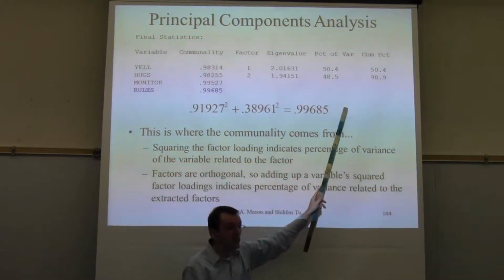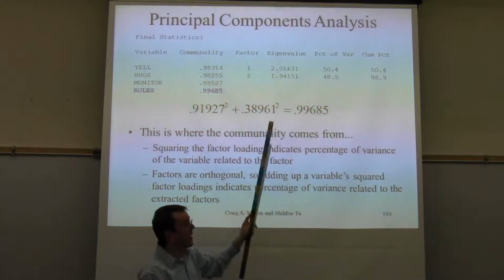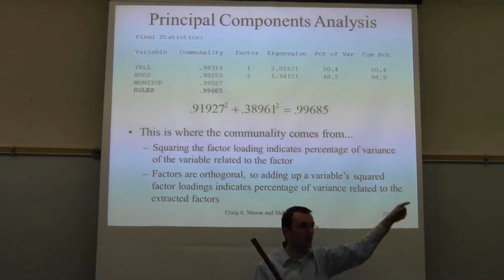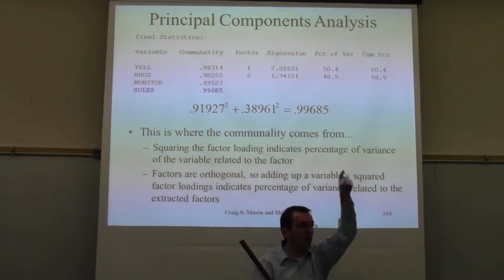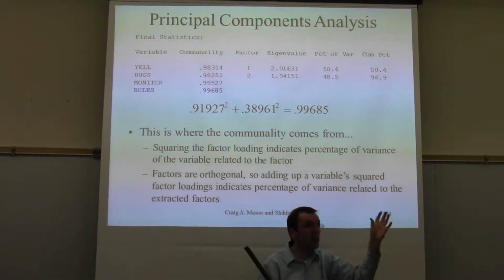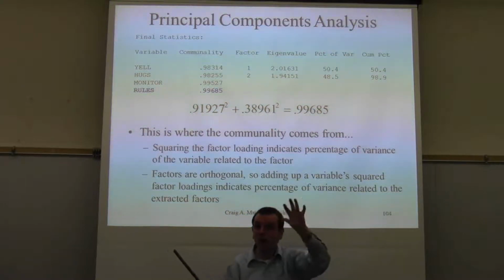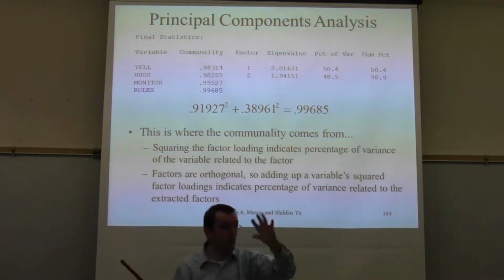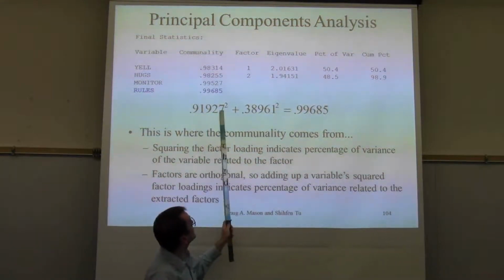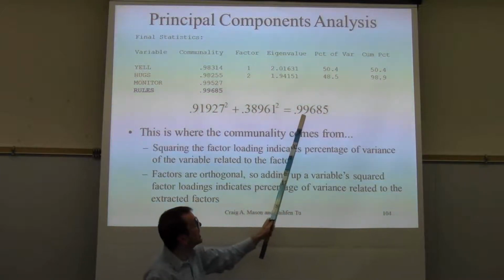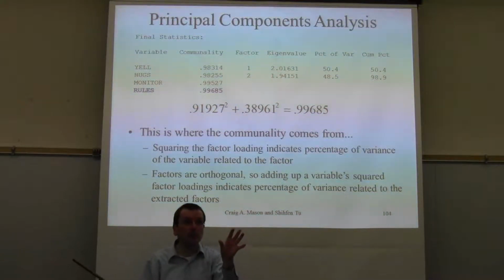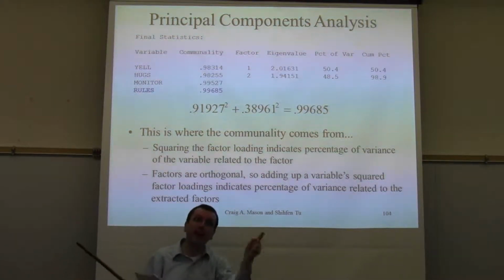Because the factors are uncorrelated, and this is where I wanted the Venn diagram to show, here's the variance in rules. How much is related to factor 1? How much of the variance is related to factor 2? They don't overlap at all. Factor 1 and factor 2 are uncorrelated, so their R squared, that variance in the Venn diagram, doesn't overlap at all. So you can add those up, and you get 0.91 squared plus 0.389 squared equals 0.99685. That's the variance in rules that's related to factor 1 or factor 2.